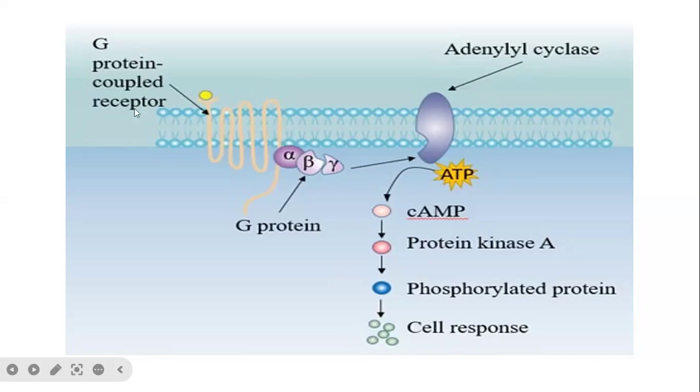Suppose we have a ligand. Instead of activating the GS alpha subunit, it is stimulating the GI alpha subunit. Now, same thing, except the inhibition of this whole process will occur. Instead of stimulation, the inhibitory response will occur.